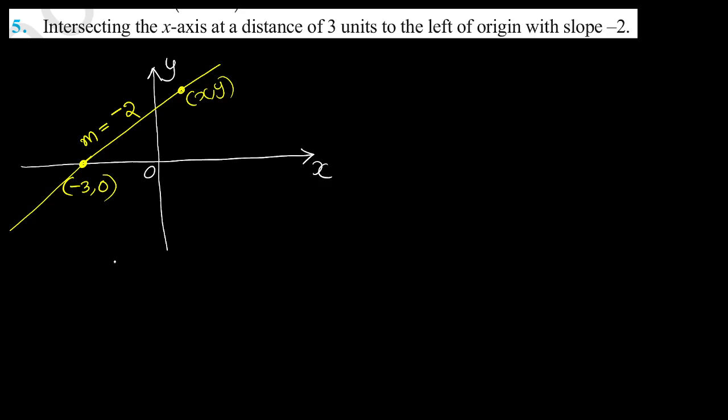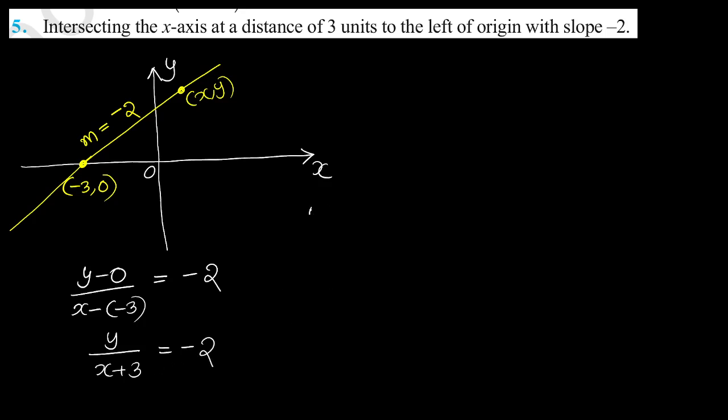So use the formula of slope. What is the slope formula? y2 minus y1 by x2 minus x1. Slope will be y minus 0 by x minus of -3. Let me write some extra step: x minus of -3. It is the slope of the line, given as -2. Simplifying, y by x plus 3 is equal to -2.